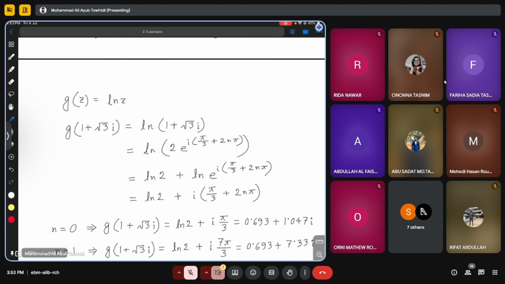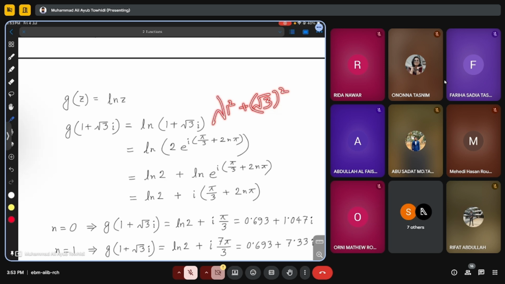Let us take one example, 1 plus root 3i, and convert it into the polar form. This is the polar form. 1 square plus root 3 square, then root. That is the modulus, right? So that becomes 2. And what is the argument? Theta becomes tan inverse root 3 by 1. So that is pi by 3 or 60 degree. That is the argument.